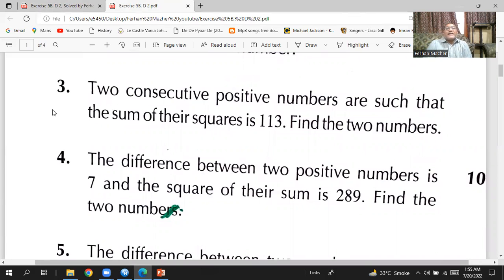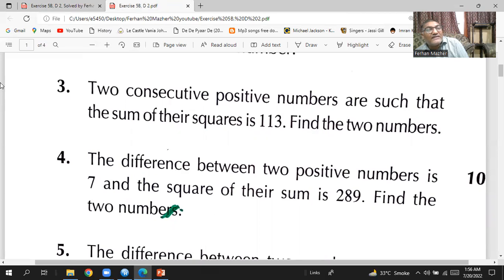He says, 2 consecutive positive numbers are such that the sum of their squares is 113. Find the 2 numbers. So they are talking about consecutive numbers. If you suppose the first consecutive number is x, the next consecutive number will be x plus 1. Like if you suppose 4, the consecutive number is 5. So if the first one is x, the next one will be x plus 1. If you add their squares together, the sum will be 113.